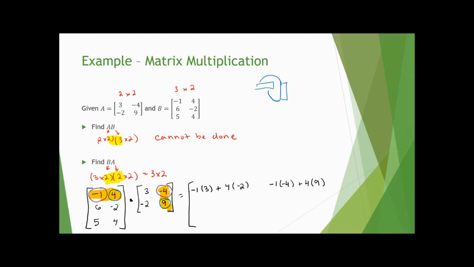So once you've done the first row, then you move on to the second row. So let's see if I can get my erasers out. There we go. For the second row, I'm going to have the 6 and the -2, and then you go back to the first column. So I'm going to take the 6 times the 3 plus, and then I take -2 times -2.